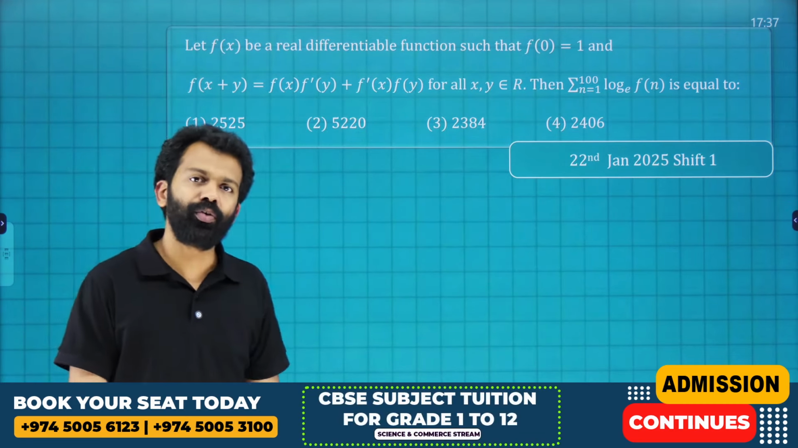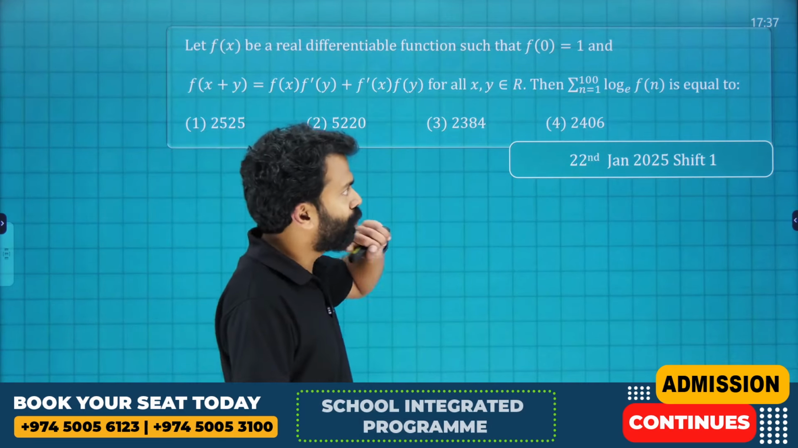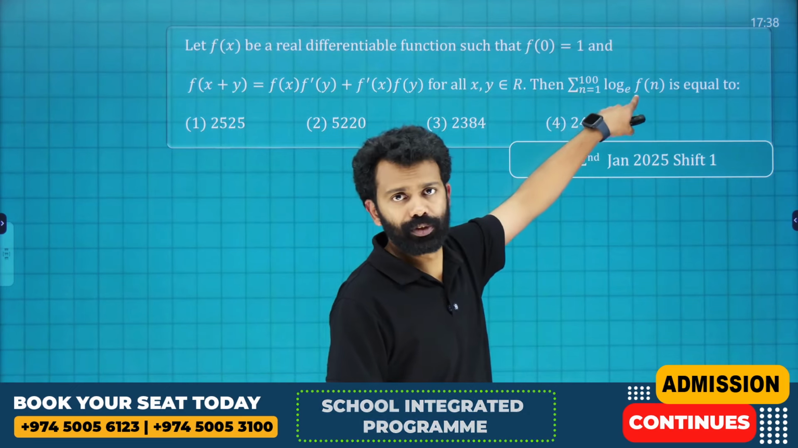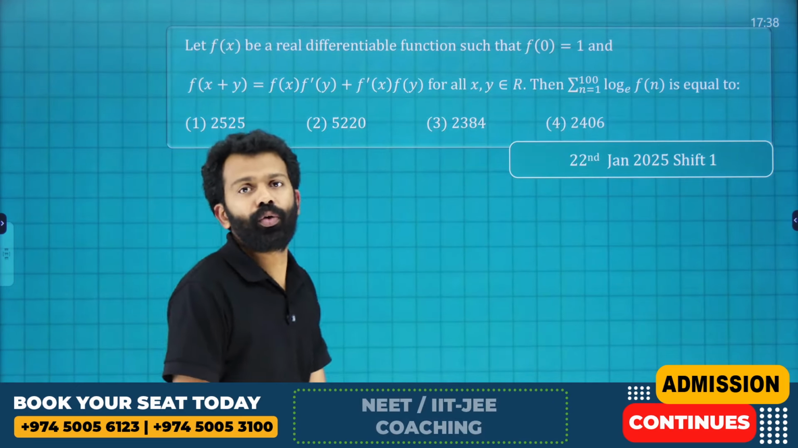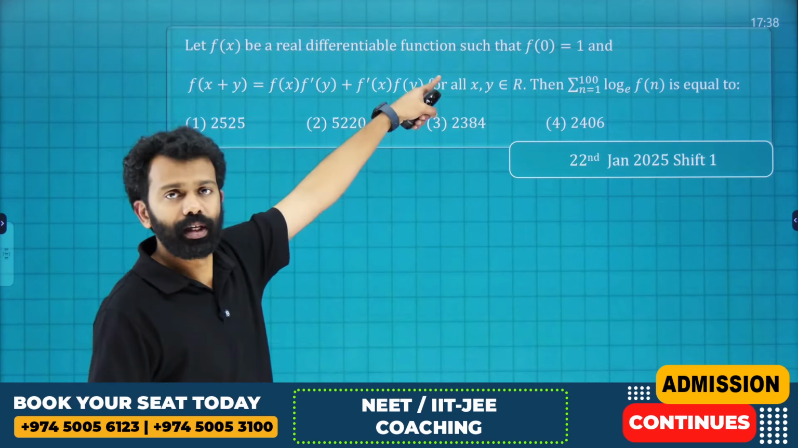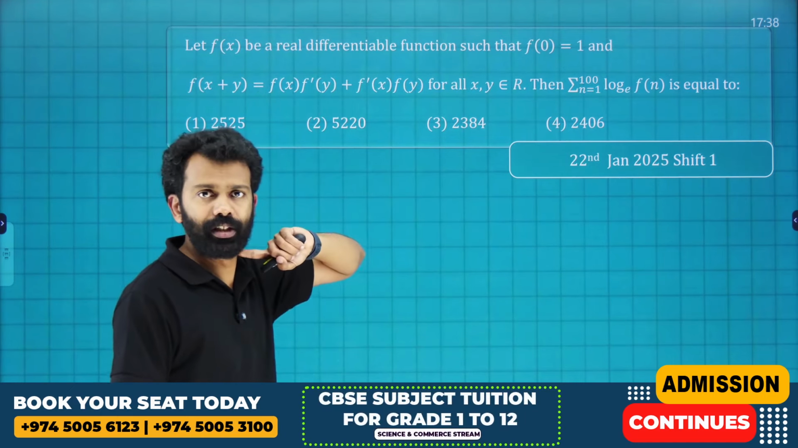So how are you going to formulate this one? It's easy actually. See, you need to formulate f(x). Only then you can find the summation of this one. So how are you going to formulate f(x)? For that, these two supporting data are given: that is f(0) is equal to 1 and an equation in terms of f(x+y) is given.